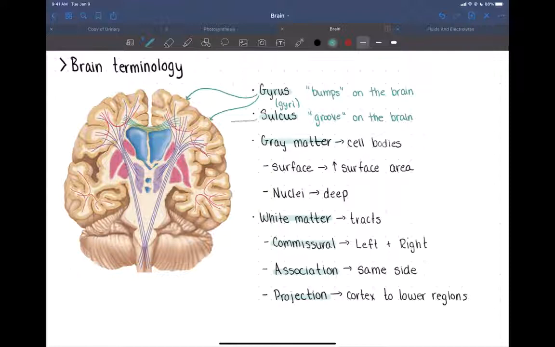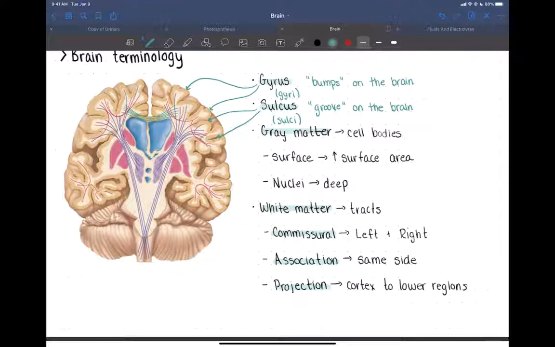And then the indentations, the grooves like this and this here, that is a sulcus or sulci. So gyri are bumps, sulci are grooves. Then we can also divide the brain into gray matter and white matter. Gray matter is the areas of the brain that contain the neuron cell bodies, or the soma of the neuron. Those are found in gray matter primarily.